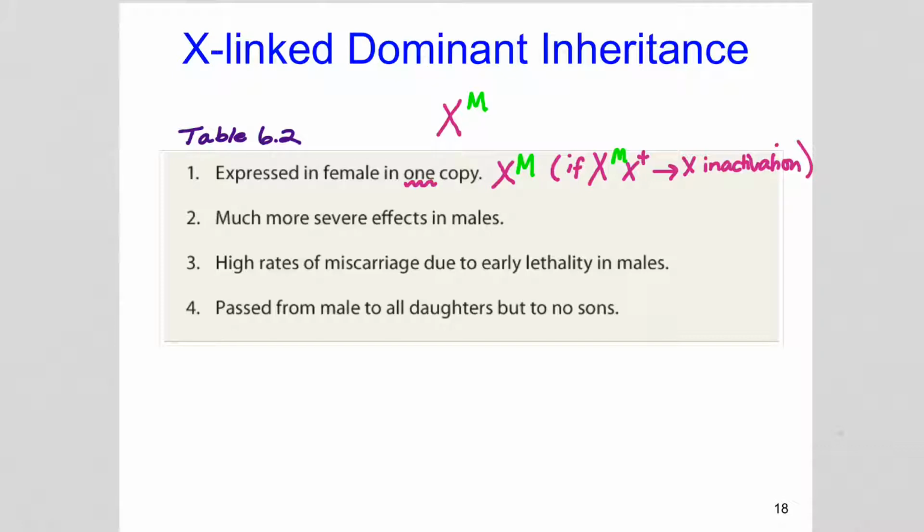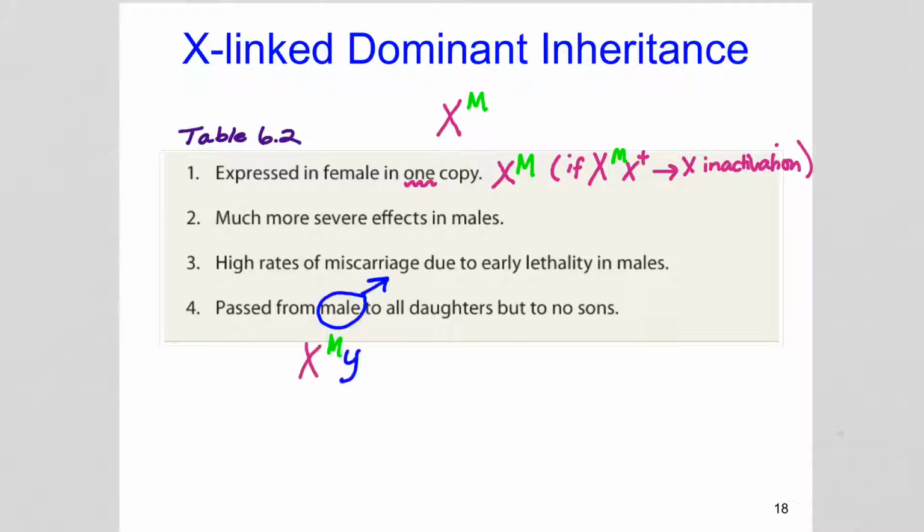Sometimes they're so severe, in fact, that we don't even see males survive to be born. So really high rates of miscarriage due to early lethality. And that's just because the mutation is carried on a dominant allele. And remember, those are typically gain of function effects. So we have the presence of a new enzyme, one that completely alters the function of the original protein. So extremely severe effects.